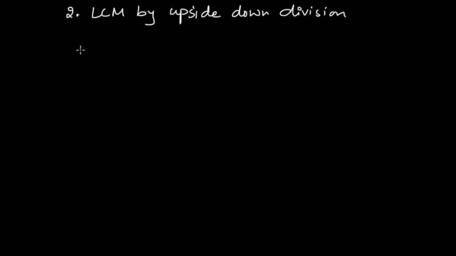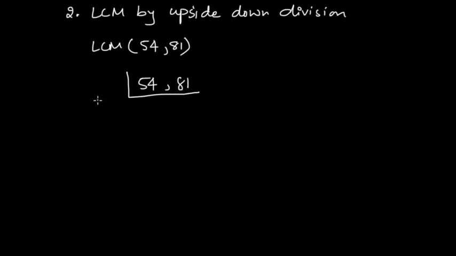LCM by upside down division. This is one of my favorites because it's really simple to do. Let's say we want to do LCM of 54 and 81. We write this down in this fashion, 54 and 81, just like the previous problem that we solved. So let's start with the lowest factor that we can possibly think of.